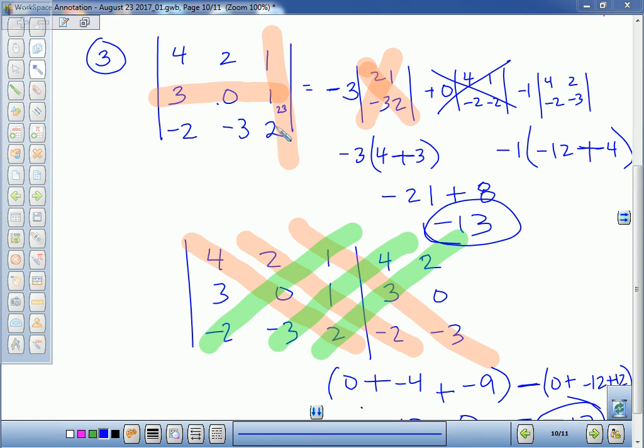Guys, if I were you tonight, I would do at least one using this method and at least one using that method. I would try both.